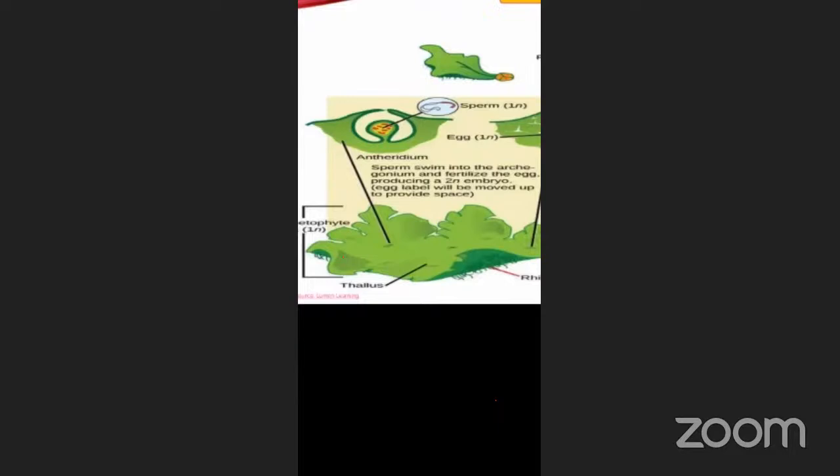And the internal structure of the thallus is homogeneous, meaning all the cells are similar in structure. Only the reproductive organs have some differentiated structure. The reproductive organs are borne on the dorsal side. And the sporophyte is differentiated, which is a specific character of the bryophytes. The sporophyte is differentiated into foot, seta, and capsule.